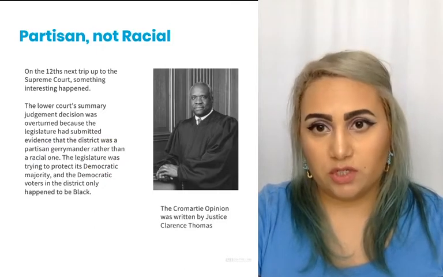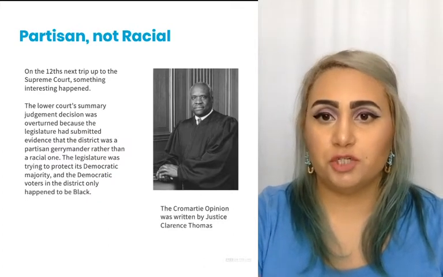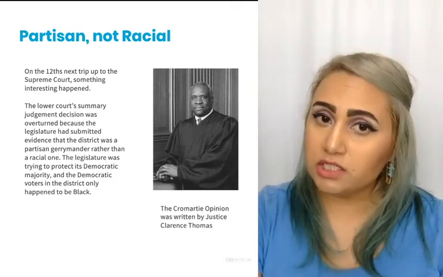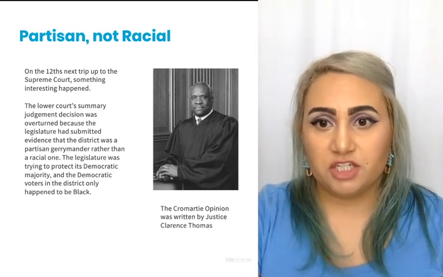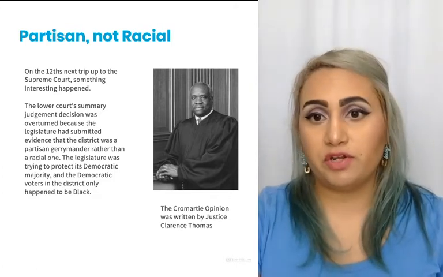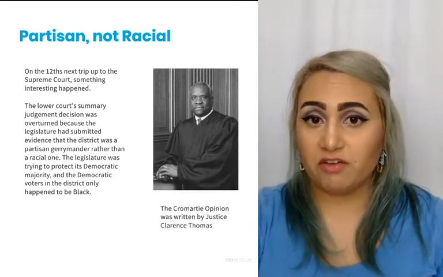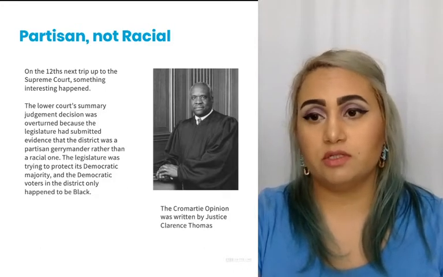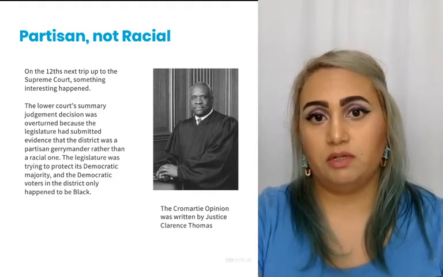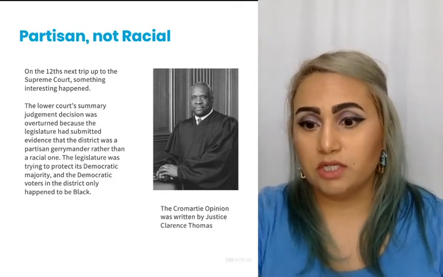So once that 12th district goes to the Supreme Court, something sort of interesting happens. The lower court summary judgment decision was overturned because the legislature had submitted evidence that the reason they drew the district this way was for partisan reasons, not for racial reasons. So the legislature basically said, we drew this district because we were trying to preserve the partisan balance of our congressional delegation, and the Democratic voters that are in this district, there's a high proportion of Black voters because those just happen to be the Democratic voters in this district. And so Justice Clarence Thomas was the one who wrote this opinion, who overturned the summary judgment, because he said that the court just hadn't examined this evidence that it could have been drawn for partisan reasons.